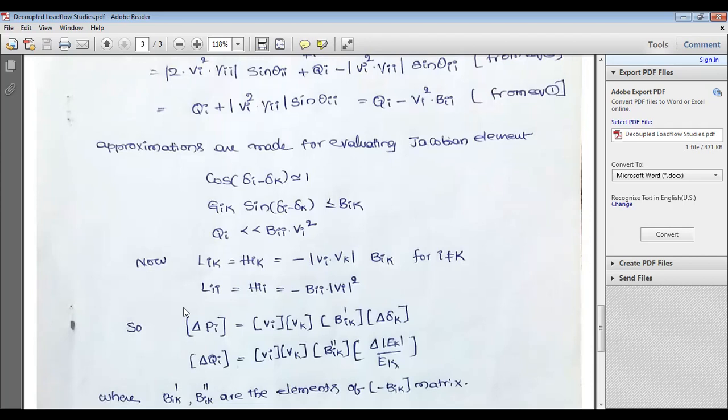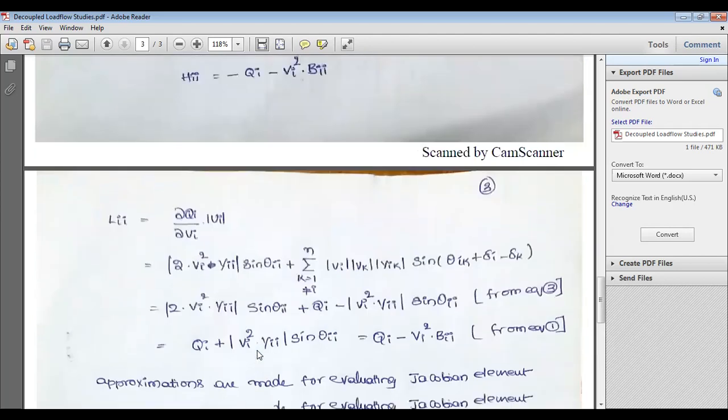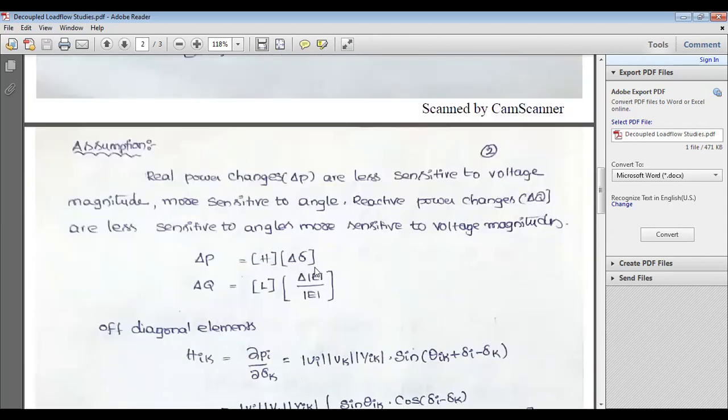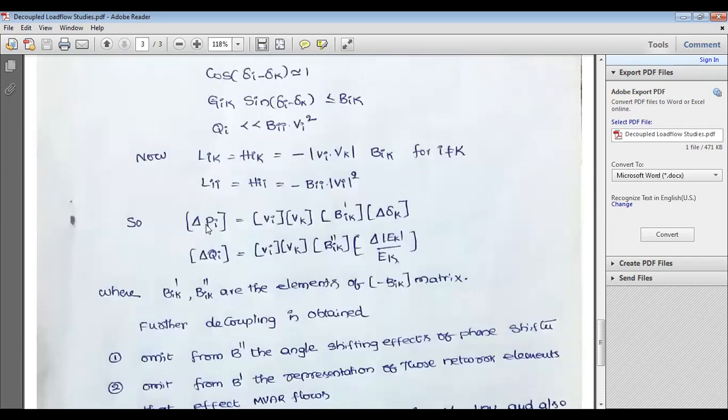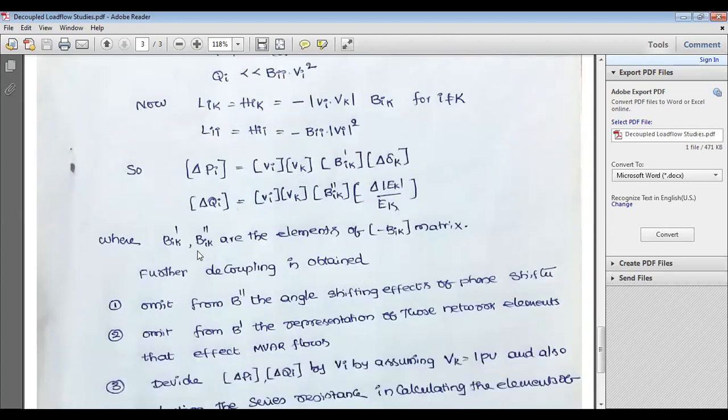Okay, now the off diagonal elements LIK is equal to HIK, LII is equal to HII. Okay, that's what we have derived just now. So you can simply substitute, and obviously you will get this one. So here already we have determined delta P is equal to H multiplied by delta. If you substitute that, delta P is equal to VI multiplied by BIK dash multiplied by delta K. So similarly this one, where BIK dash and BIK double dash are the elements of the BIK matrix.